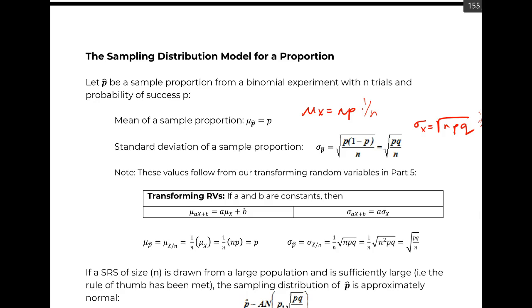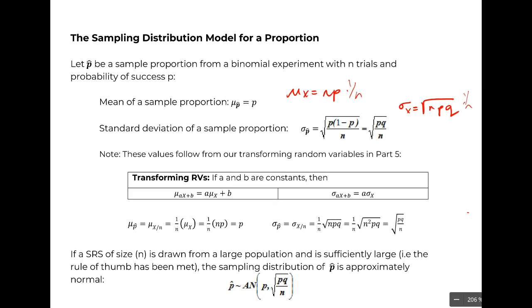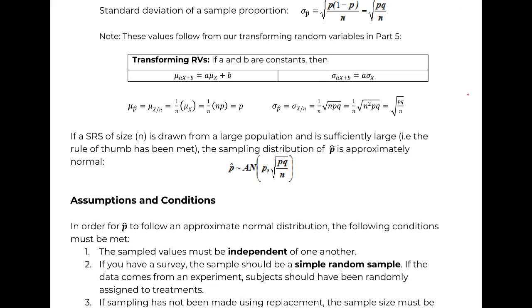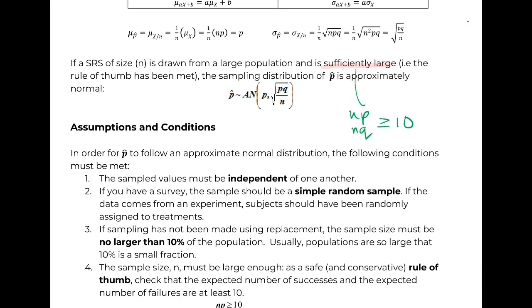And again, you don't have to memorize anything because these formulas are on the formula sheet for this class. So all you have to do is know if we're talking about a proportion, the mean of a proportion is p, and the standard deviation is the square root of pq over n. And as long as we have a sample size that is sufficiently large, and that rule of thumb is the same as the rule of thumb we had before, np and nq greater than or equal to 10, then we can also say, in addition to x, our number of successes, following an approximate normal, p hat will also follow an approximate normal centered at the mean and standard deviation on the formula sheet.